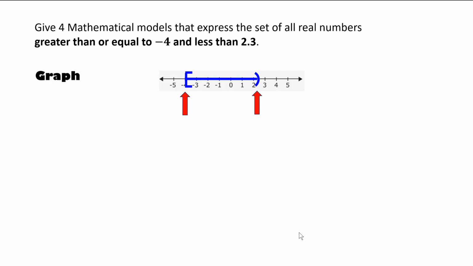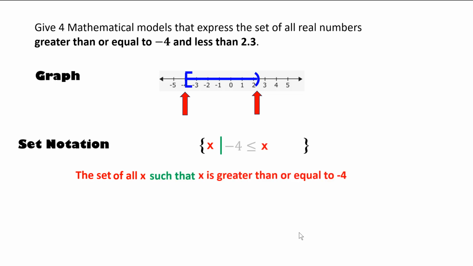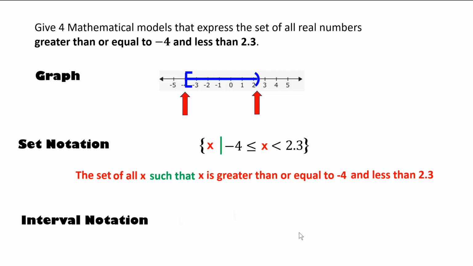Another way to talk about this set of numbers would be with set notation. We would say the set, where you use curly brackets, of all x such that x is greater than or equal to -4 and less than 2.3. So that would be the set notation for this group of numbers. And then interval notation is just 2 numbers in parentheses or brackets telling you where you're starting at -4 and where you're going to 2.3. You're including all the numbers in between. And in this case, you include the -4, but not the 2.3.